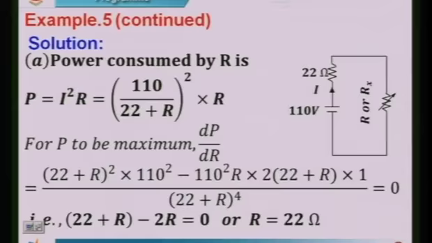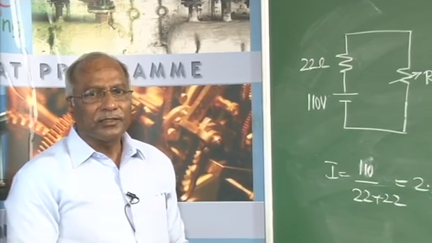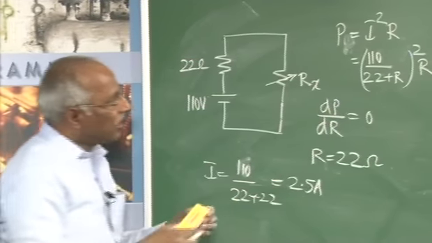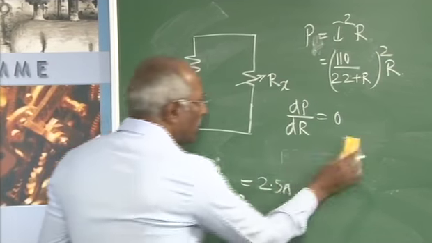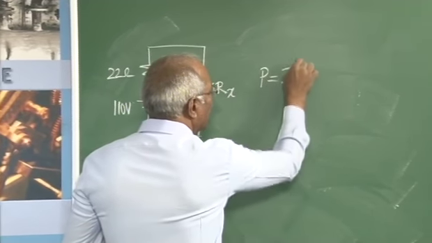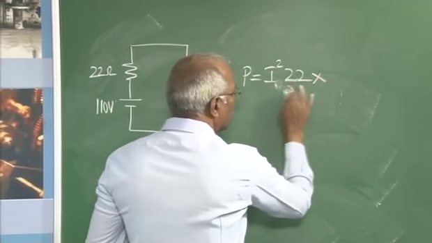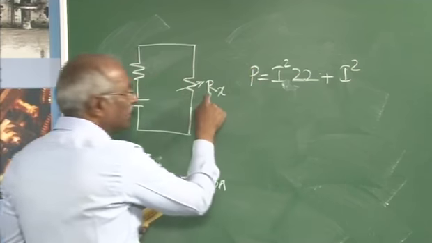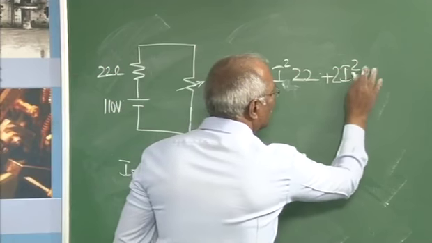The next one is the value of Rx, which will make power in it twice that in the 22 ohm resistor. If I call this one Rx, the power consumed here must be twice that of this one. So, with that in mind, what is the total power? The total power will be equal to I square into 22, the power in this one, plus I square into this, which must be twice of this one, so you can write this as 2 into 22.